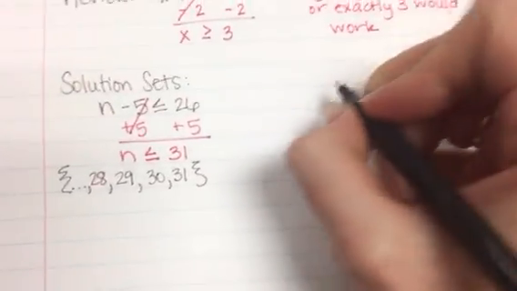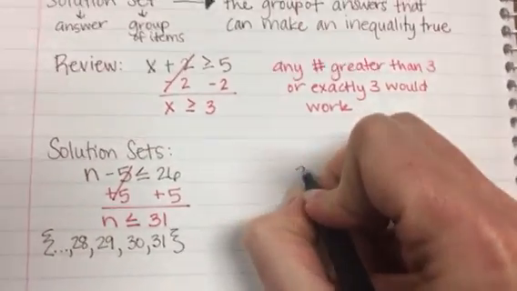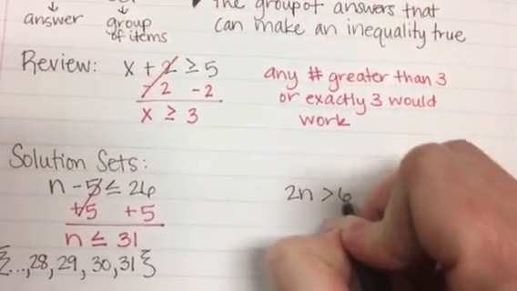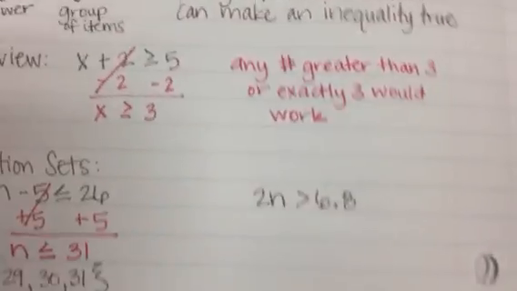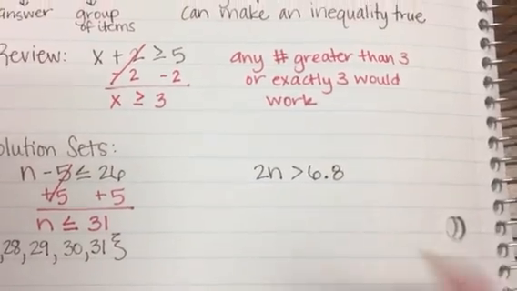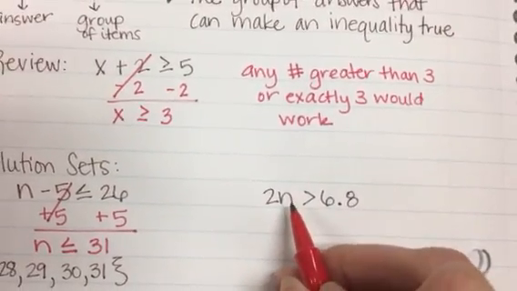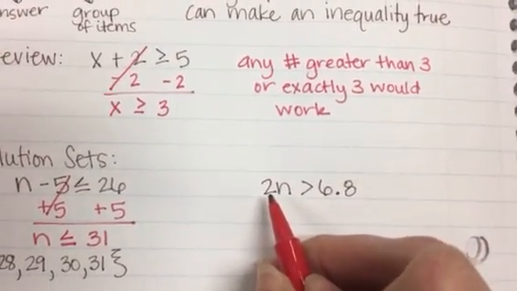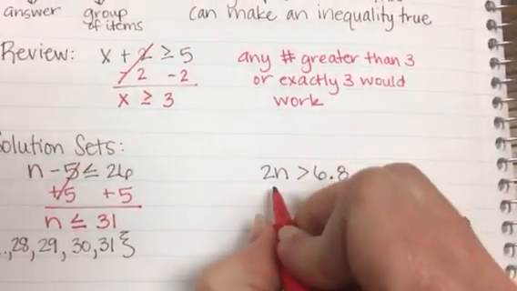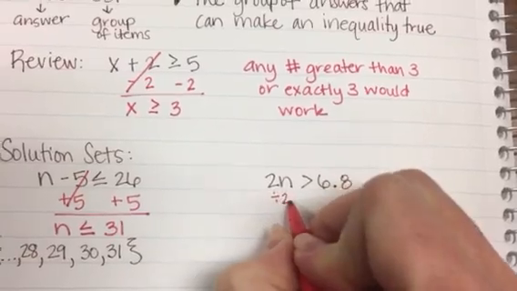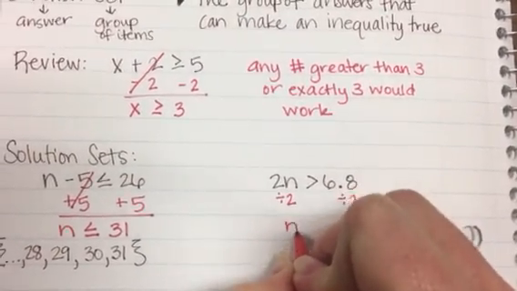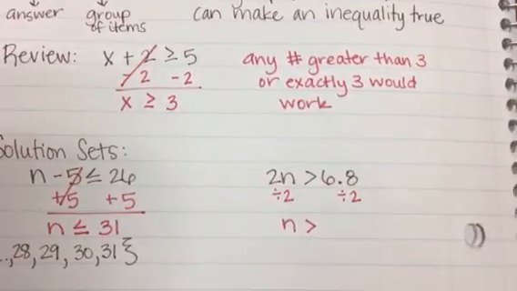Let's do another one. We're going to do several examples together. So this one is 2n is greater than 6.8. So jot that one down. We're going to do it together. This means 2 times a number. So if I want to get rid of 2 times a number, I am going to divide by 2. Okay, so that leaves me with n. I don't flip my sign.